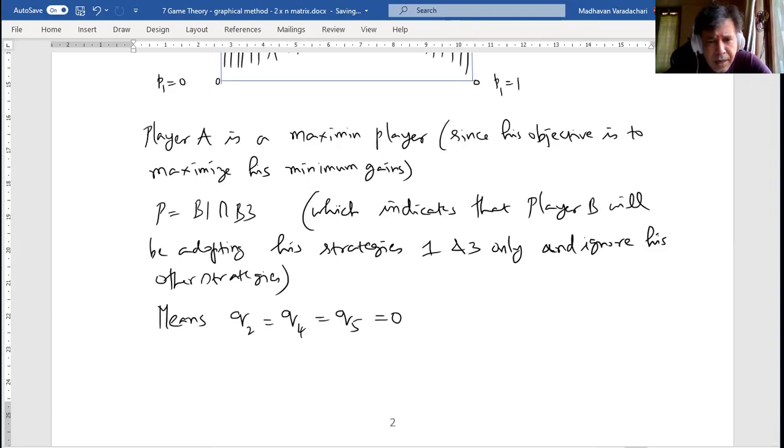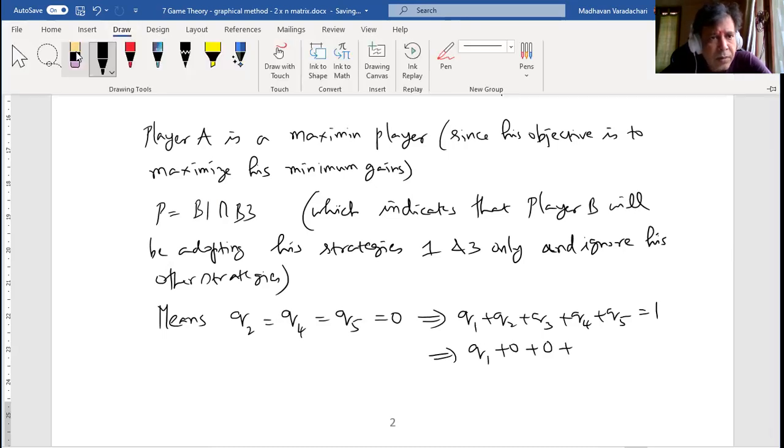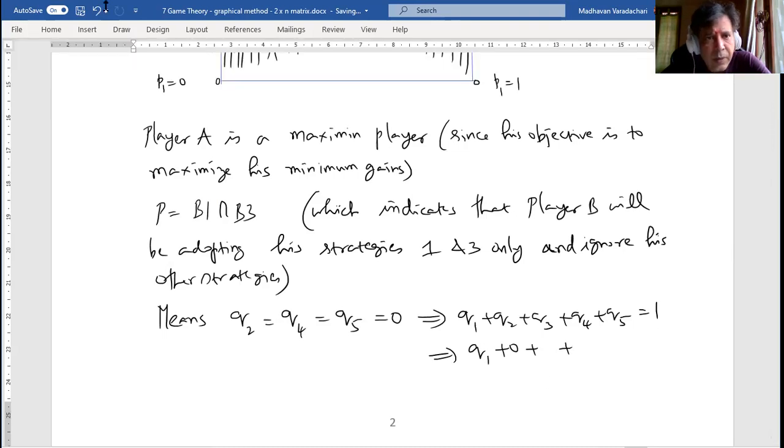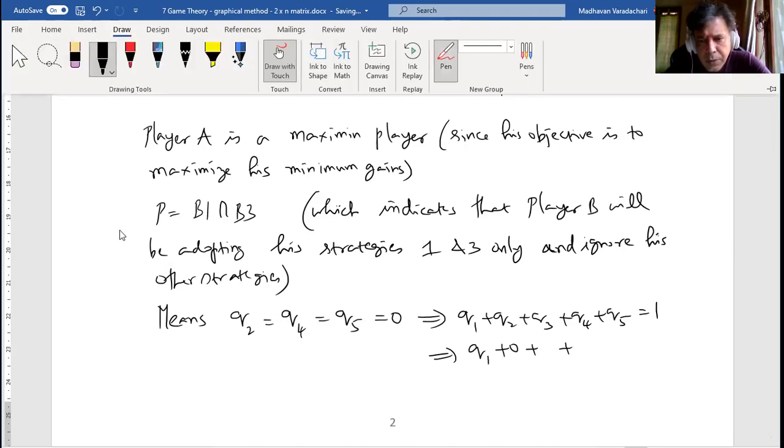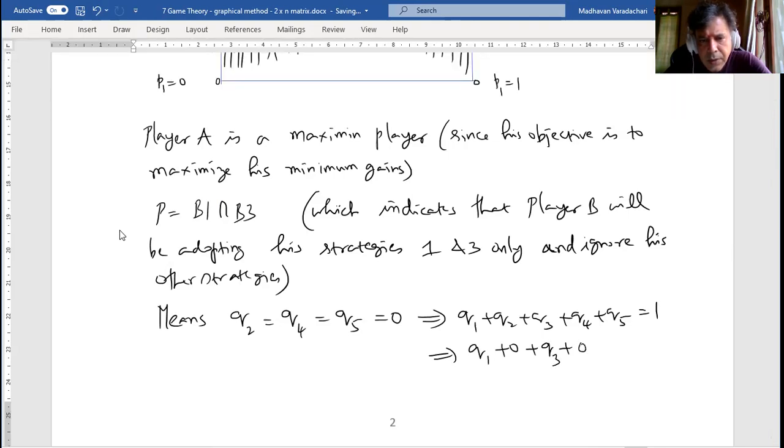So Q1 plus Q2 plus Q3 plus Q4 plus Q5, which is actually 1, will be now Q1 plus 0 plus Q3 plus 0 plus 0 equals 1, which means Q3 is nothing but 1 minus Q1.